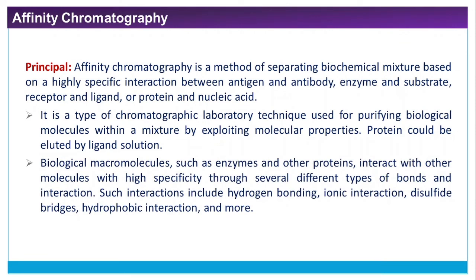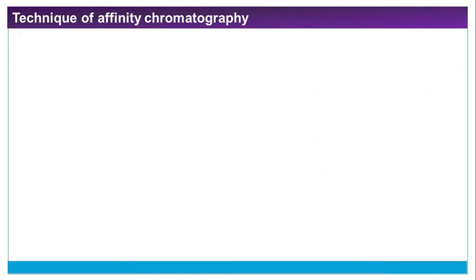The biological macromolecules such as enzymes and other proteins interact with other molecules with high specificity through several types of bonds and interactions. Such interactions include hydrogen bonding, ionic interactions, disulfide bridges, hydrophobic interactions, and many more. Using these chemical bondings and interactions, we can separate these biological macromolecules. Now this is the technique of affinity chromatography.